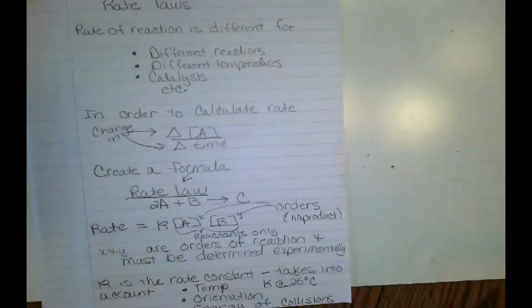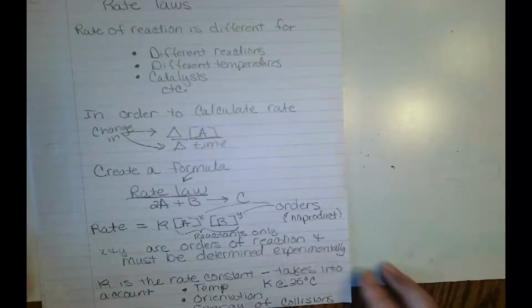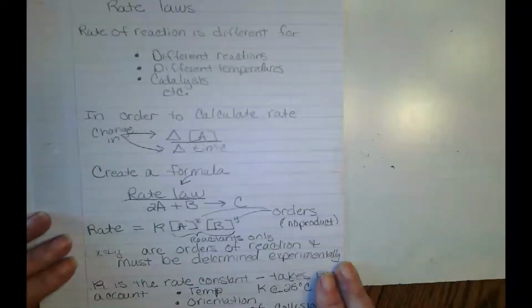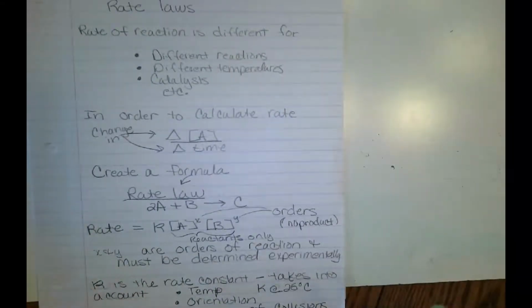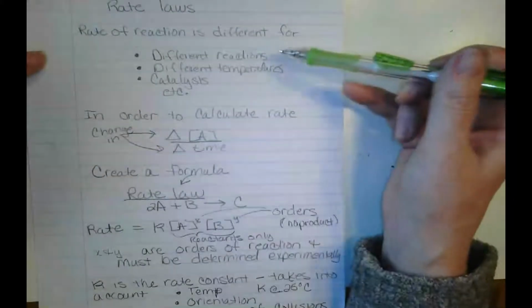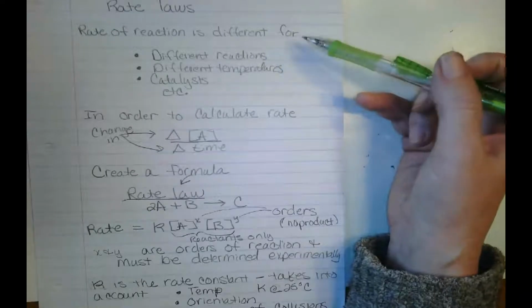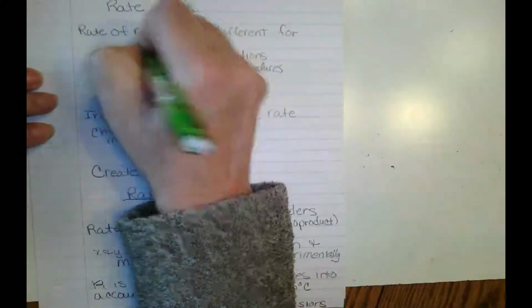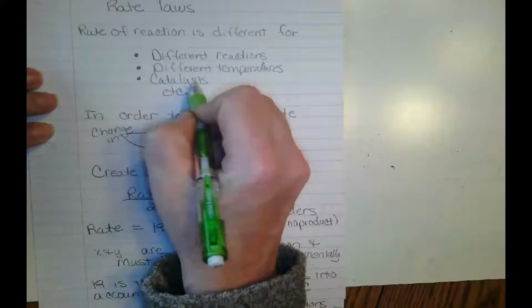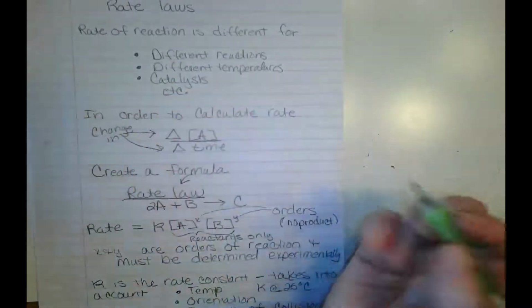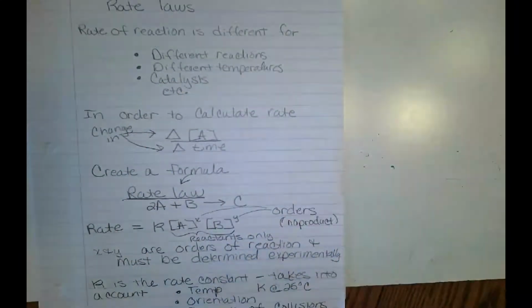Okay, we're working in our rate unit and we've learned about potential energy diagrams, and we're talking about the speed of these reactions and what can speed them up and slow them down. Now for each reaction, we can even have different rates. So first of all, it could be different reactions, but we could have the same reactions at different concentrations. We could have different temperatures. We could have catalysts.